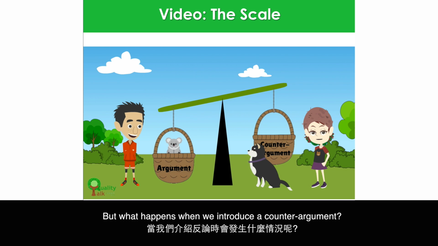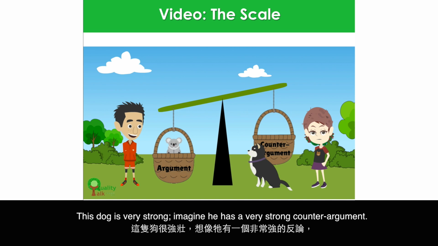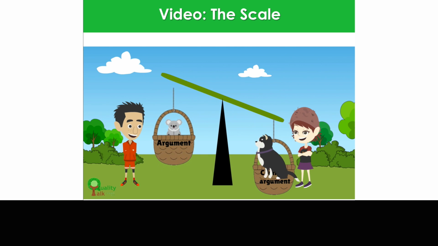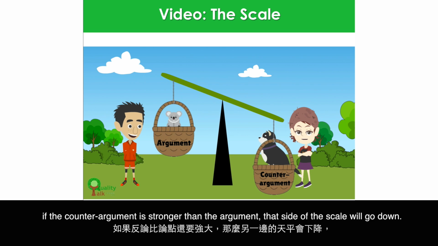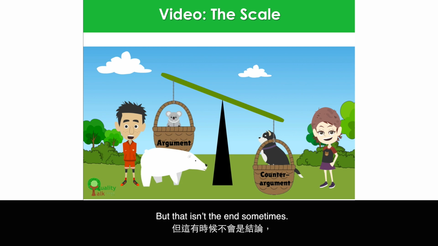If we think of this like an argument, the side of the argument is stronger than the other side. But what happens when we introduce a counter-argument? This dog is very strong. Imagine he is a very strong counter-argument. What will happen when he gets on the scale? This dog is much stronger than the koala bear. So, in this example, if the counter-argument is stronger than the argument, that side of the scale will go down. And that is exactly what happens here. See? But that isn't the end.